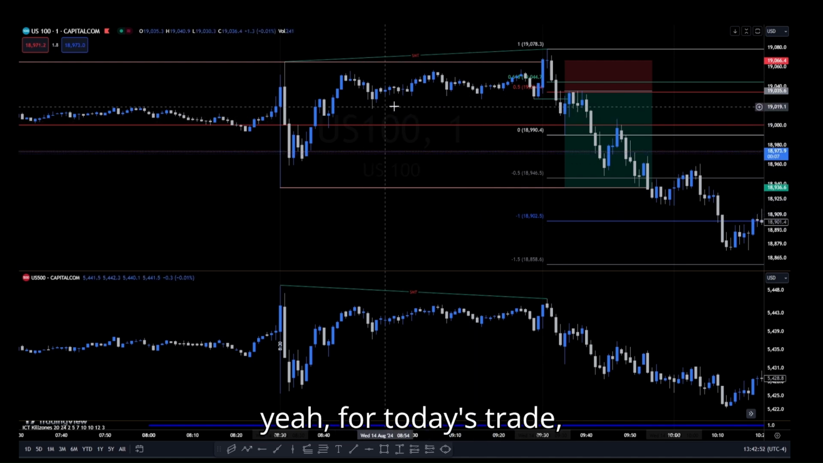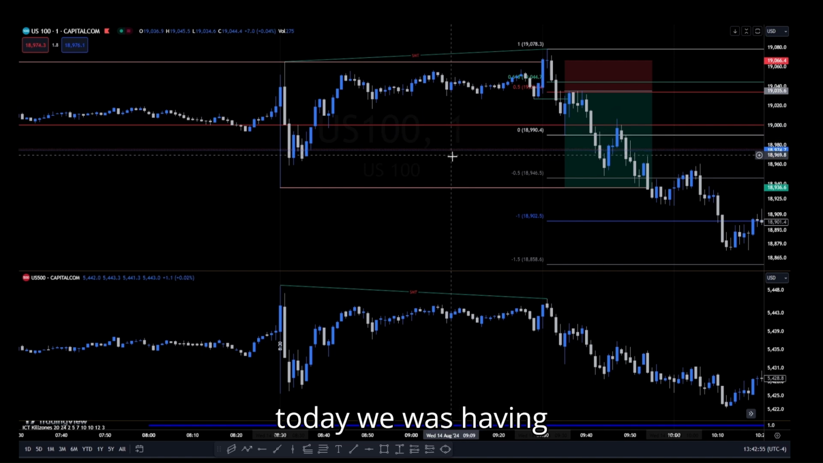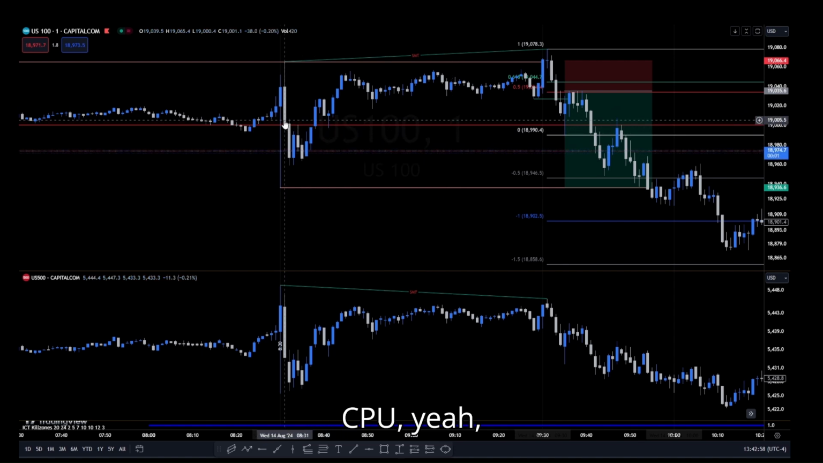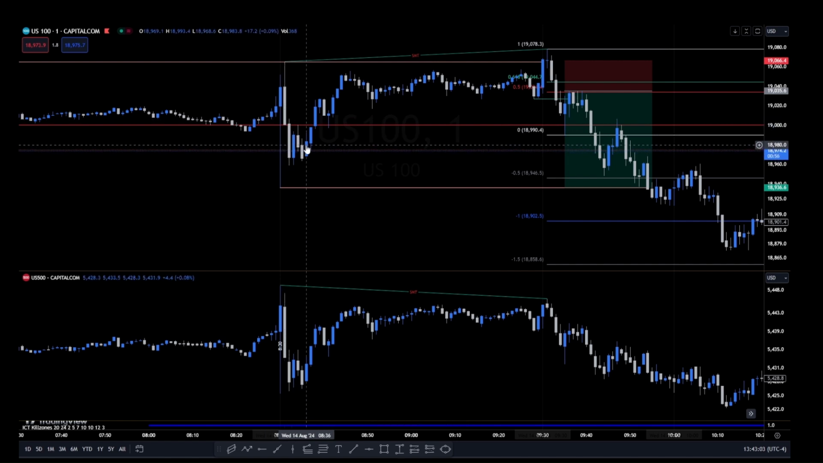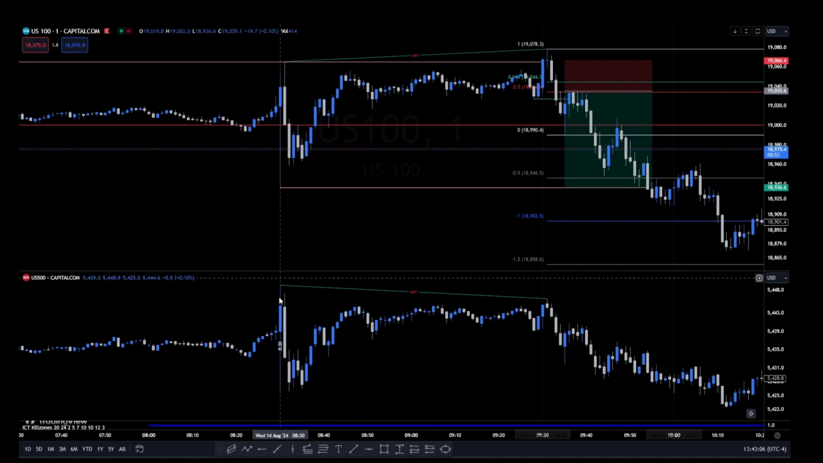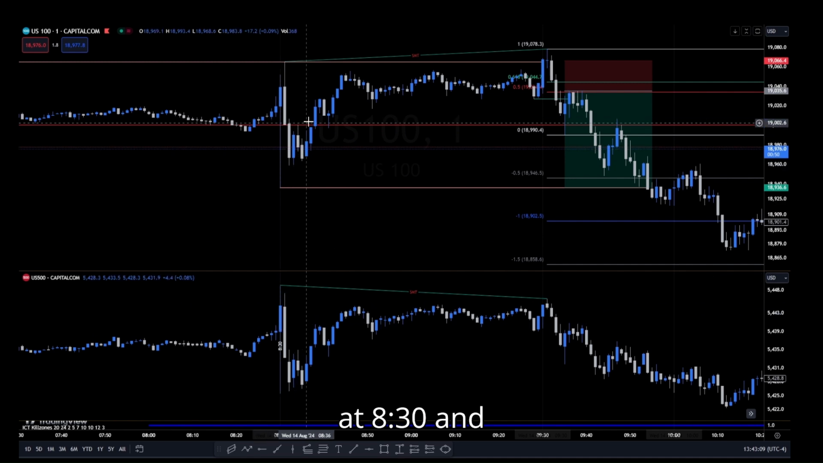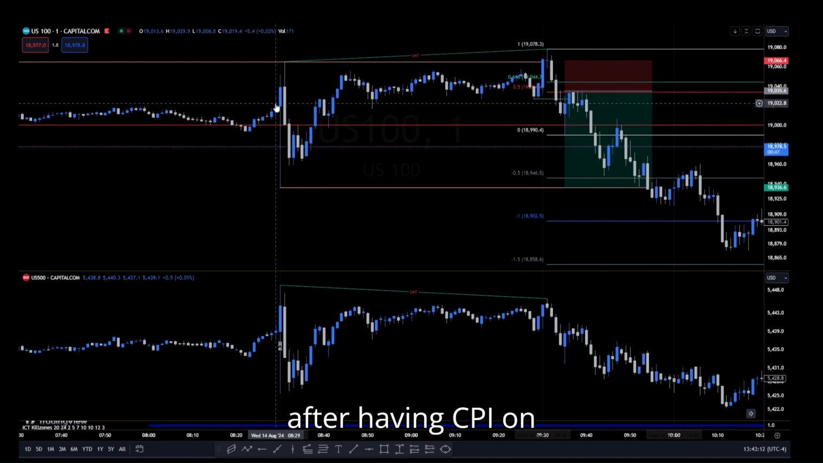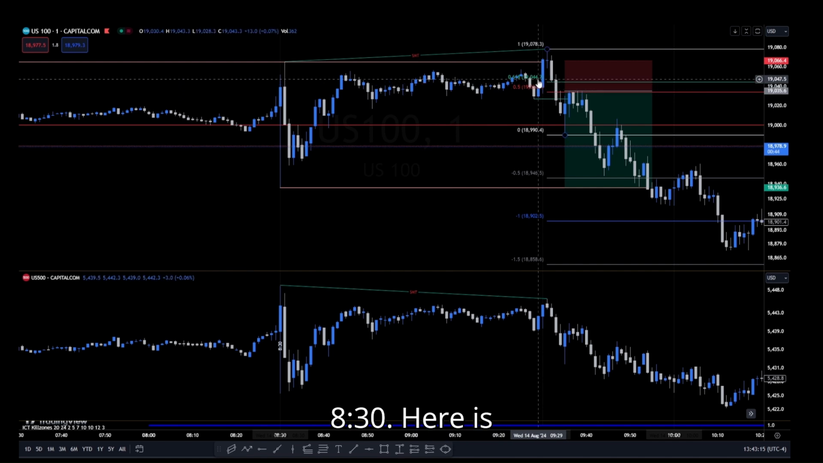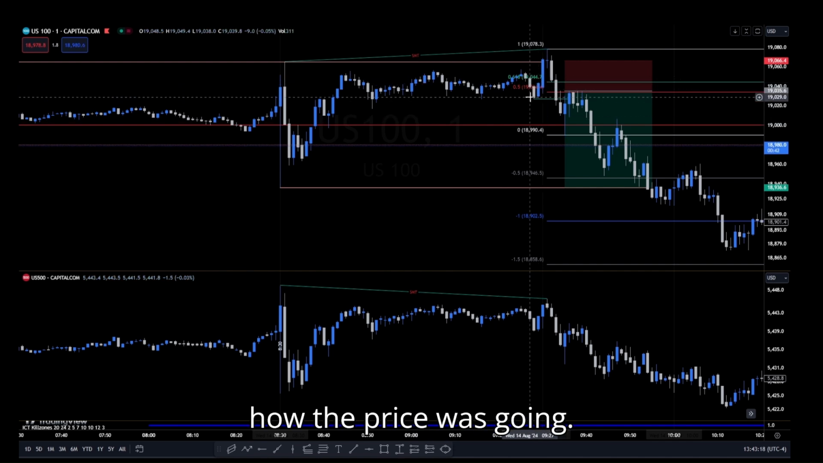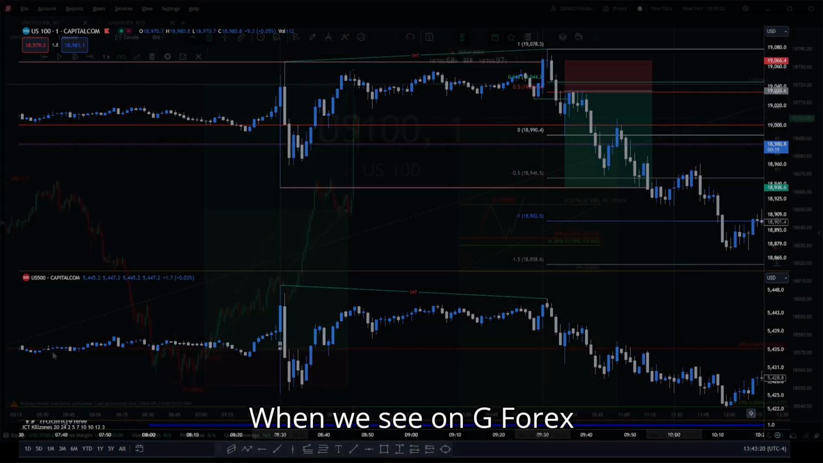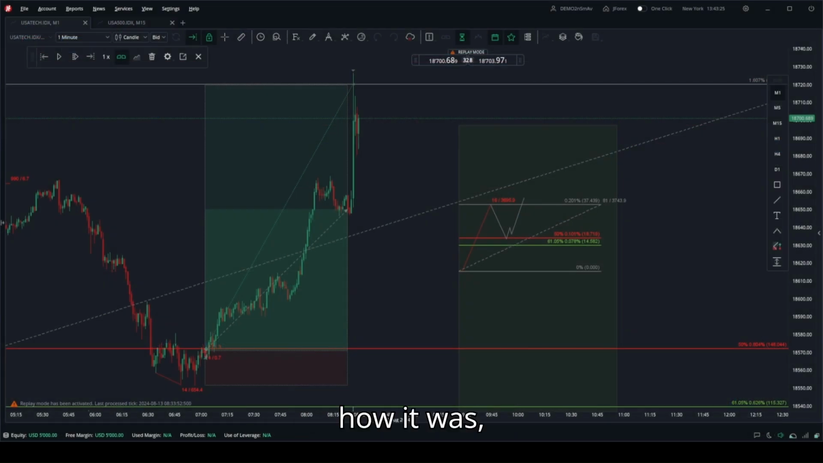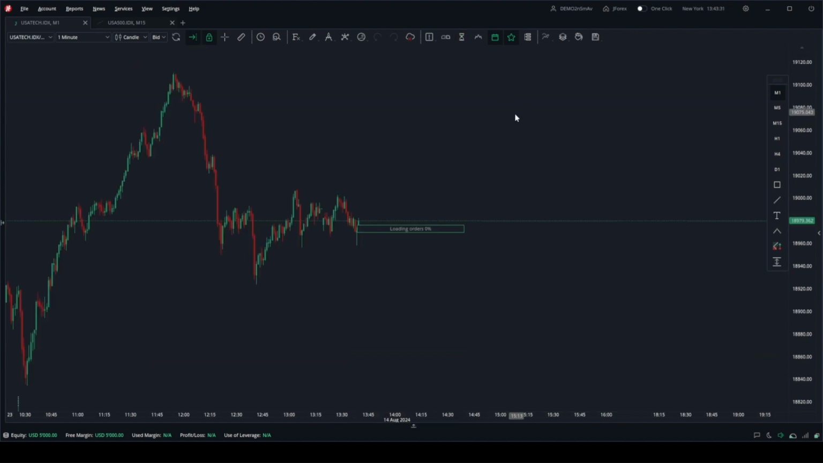For today's trade, today we had CPI, sorry, CPI. Today we had CPI at 8:30, and after CPI at 8:30, here is how the price was going. When we see it on G4X, the price was right here.